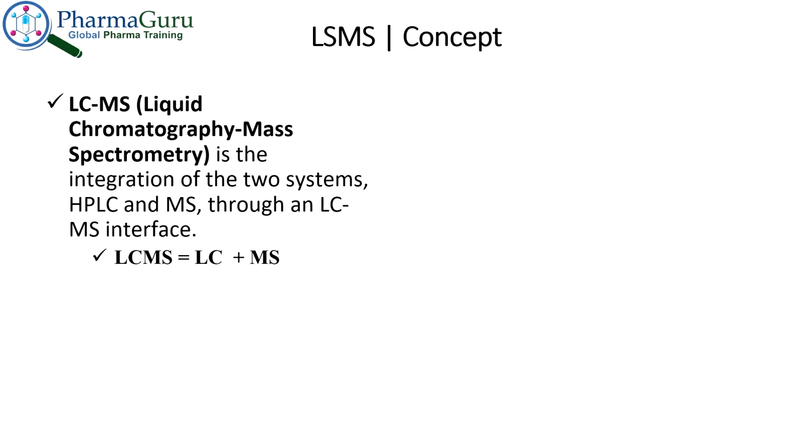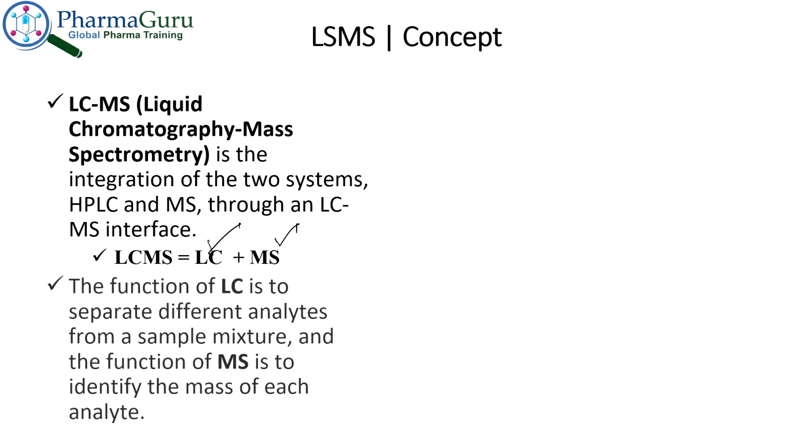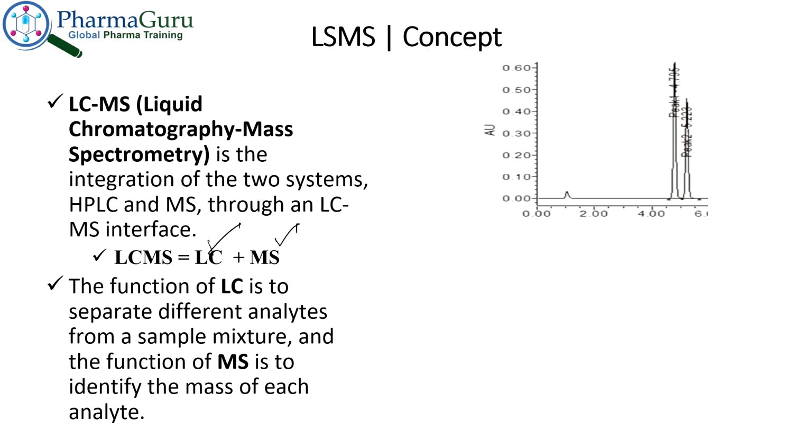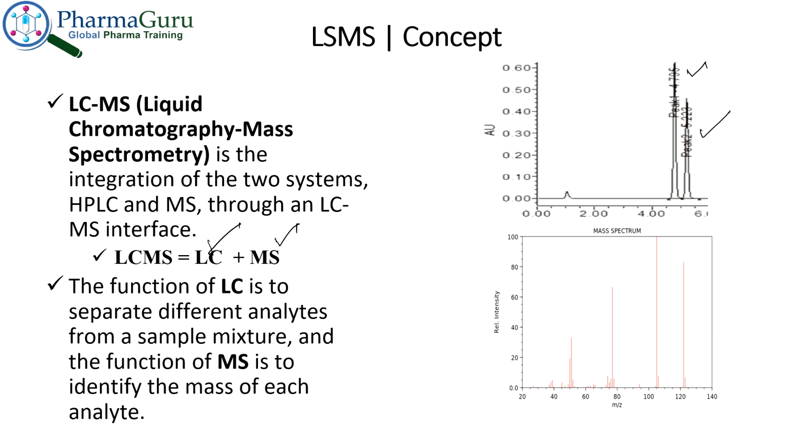Mathematically, we can write LC-MS is the sum of LC and MS, where LC represents HPLC and MS represents mass spectrophotometer. The function of LC is to separate different analytes from the sample mixture. See how two analytes are separated from a sample mixture. And the function of MS is to identify the mass of each separated analytes.